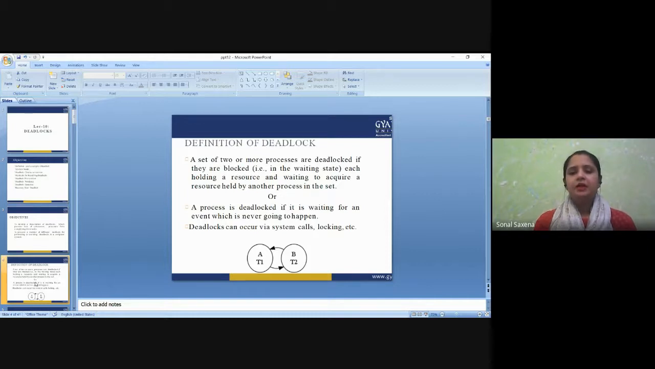Why? Because there could be two processes, each holding a resource which is desired by the other process. Each holding a resource and waiting to acquire a resource held by another process in this set will always create a deadlock. Or I can say a process can be deadlocked if it is waiting for an event which is never going to happen, like the starvation condition. I told you about this. The starvation condition is a condition where a process is waiting for a particular resource, but it does not get that resource until it dies. So these are some of the conditions which can happen when two processes get into a deadlock condition.